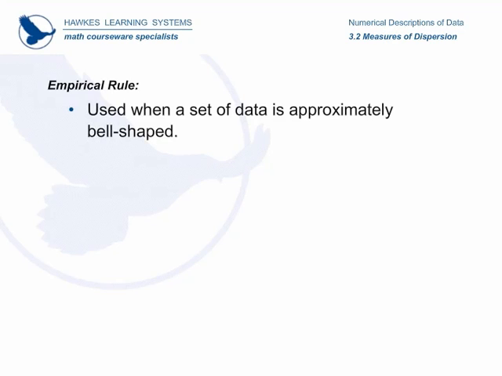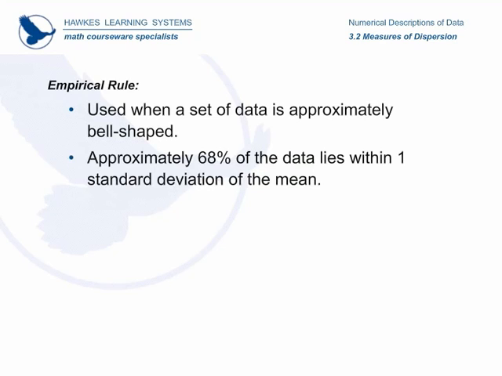Now, the empirical rule is used when a set of data is approximately bell-shaped. And that's when you take your data and you plot it out to a visual representation, such as a histogram. And then we see what shape that data is. If it's a bell shape, then we can use the empirical rule. The empirical rule states that approximately 68% of the data lies within one standard deviation of the mean.